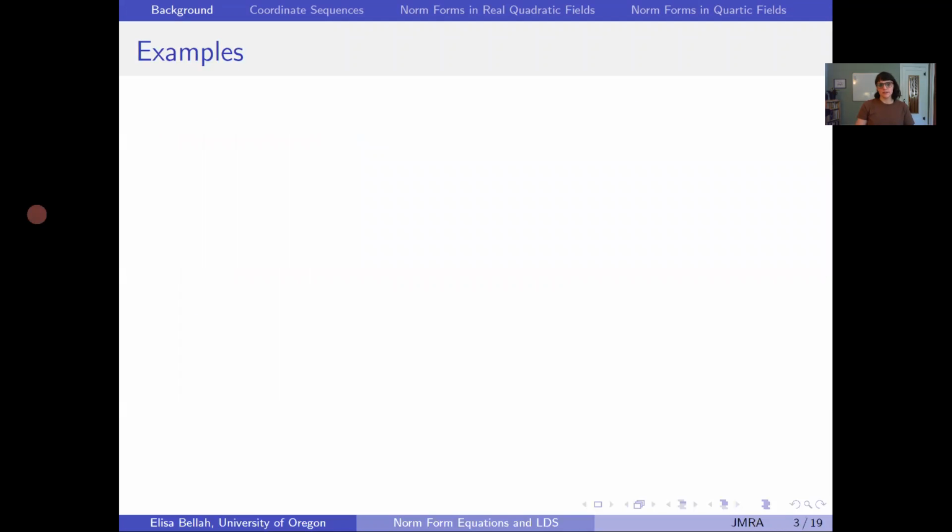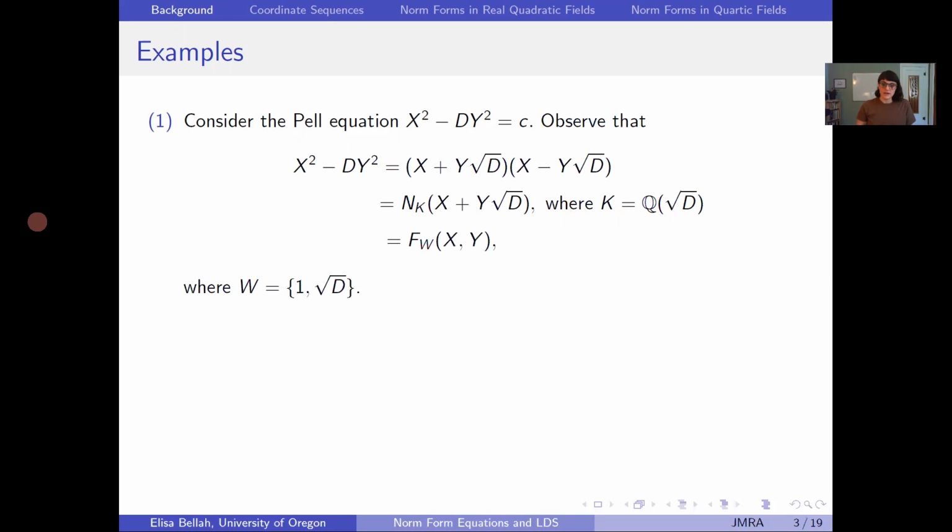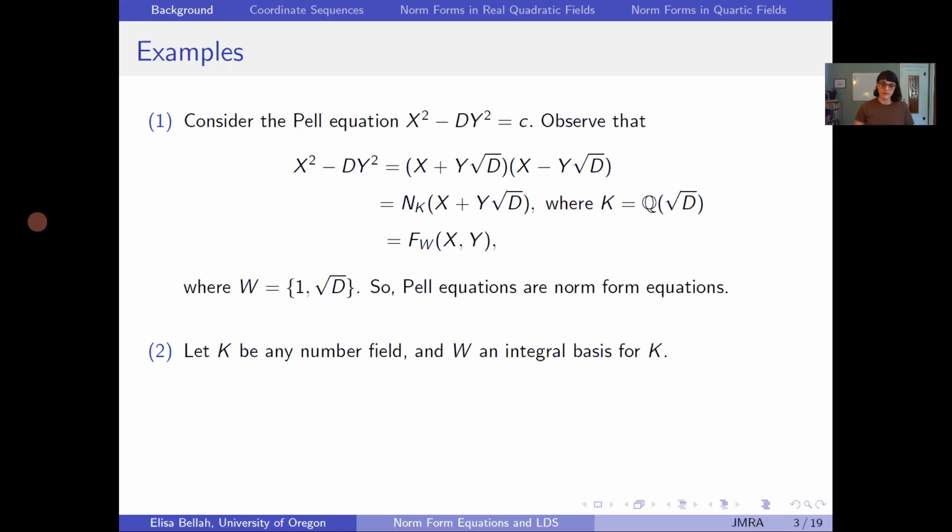Okay, so let me give you a couple of examples to show you that this is likely familiar. First of all, let's consider this Pell equation, x squared minus d y squared is equal to c. Observe that you can factor the left-hand side of this equation to rewrite this as the norm of elements x plus y square root of d over the number field Q adjoin square root of d. And so this is a norm form with defining set {1, square root of d}. So every Pell equation is a norm form equation.